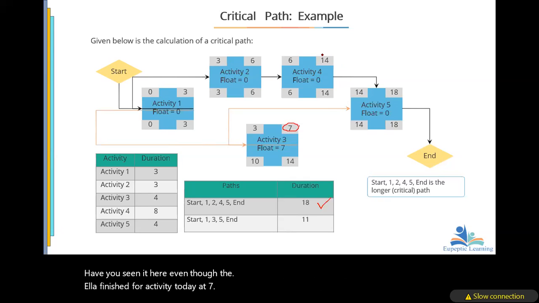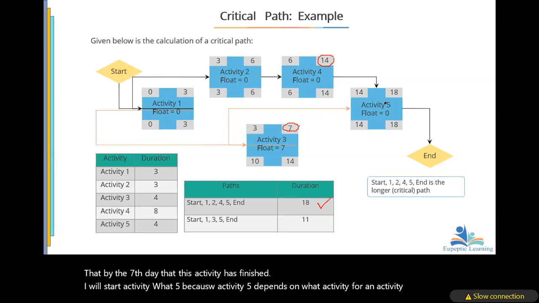The early finish for activity 4 is 14. Activity 5 depends on activity 4 and activity 3, which will mean that I cannot say that by the 7th day, when activity 3 has finished, I will start activity 5, because activity 5 depends on what? Activity 4 and activity 3.